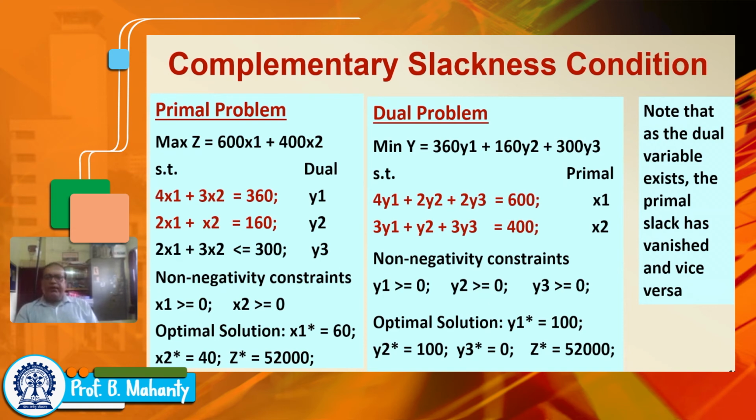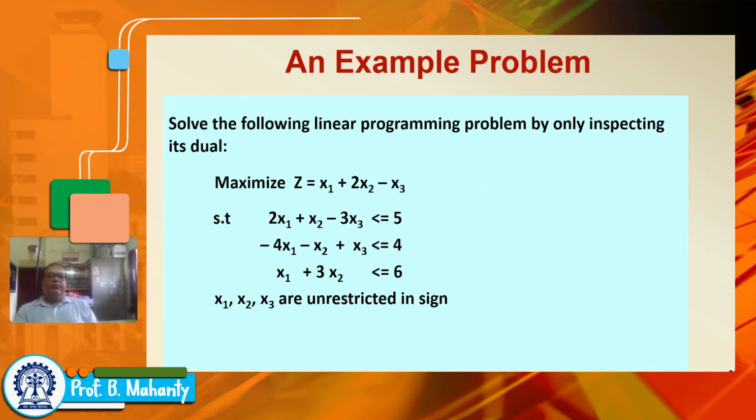Now, this particular property of the complementary slackness condition can actually be exploited and certain very important problems can be solved. Let us look at a particular example. This problem you have already solved. If you recall, maximize z equal to x1 plus 2x2 minus x3 subject to 2x1 plus x2 minus 3x3 less than or equal to 5, minus 4x1 minus x2 plus x3 less than or equal to 4, and x1 plus 3x2 less than or equal to 6. x1, x2, x3 are unrestricted in sign.